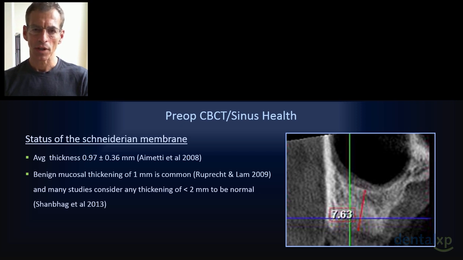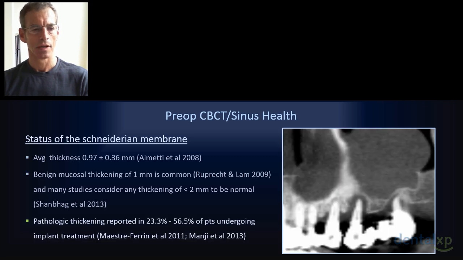I cannot stress enough the importance of preoperative sinus health if you're going to avoid postoperative complications. I always look at the status of the Schneiderian membrane, average thickness about 1 millimeter. Benign mucosal thickening of 1 millimeter is common, and many studies consider any thickening of less than 2 to be normal. Pathologic thickening has been reported in 23 to 56% of the patients that undergo implant treatment.